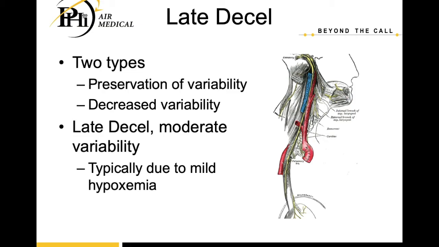which gives them this centralized hypertension, and so you end up getting this baroreceptor-mediated vagal response, which causes that deceleration. So mild hypoxemia is a very common cause for these late decels while still maintaining moderate variability. And we're just going to do some positioning. We're going to make sure that mom has an adequate oxygen supply, and oftentimes that's going to fix the problem.